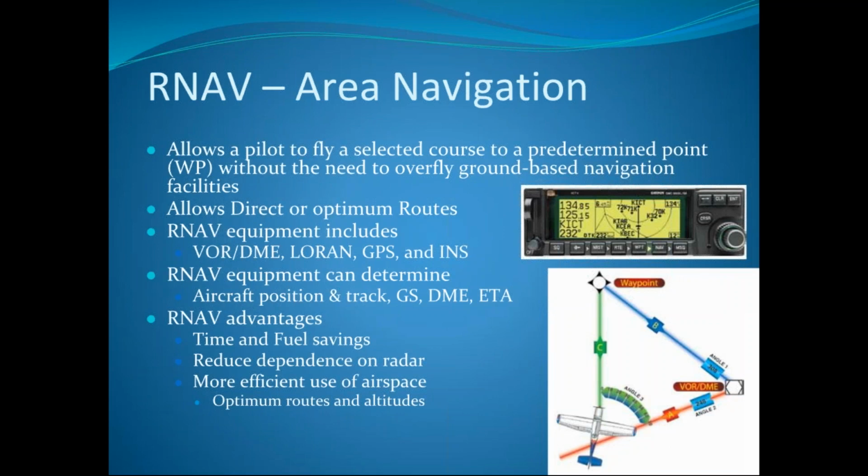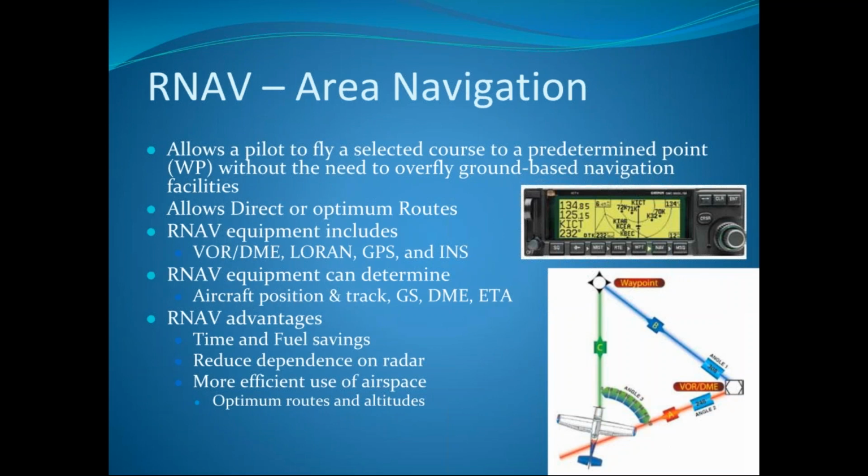Any of those. For satellite navigation, we're looking at the next couple of screens that you're going to see. So RNAV being one of them. RNAV uses satellites, allows the pilot to fly a selected course to a predetermined point or waypoint, as we talked about yesterday, without the need to overfly ground-based navigation facilities. It allows direct or optimum routes.